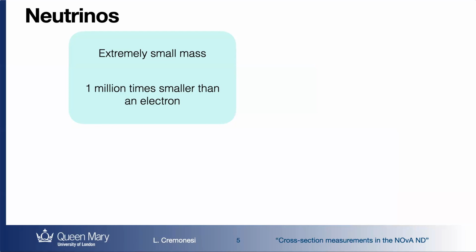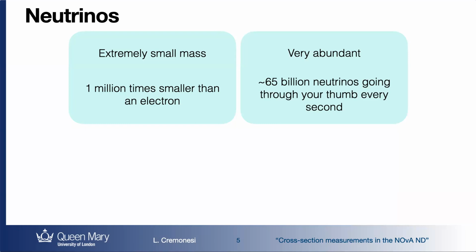So first up, let's start thinking about neutrinos. So what do we know about neutrinos? We know that neutrinos have an extremely small mass. At most, their mass is 1 million times smaller than that of an electron. So that's pretty small.